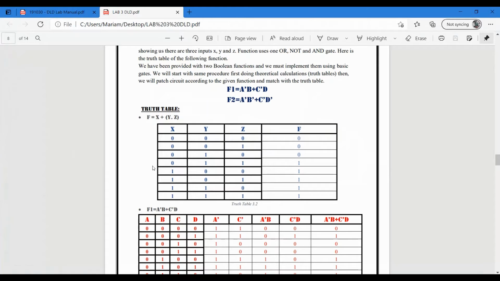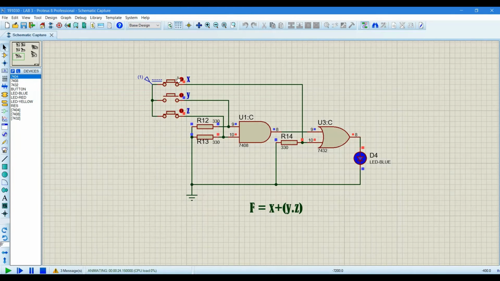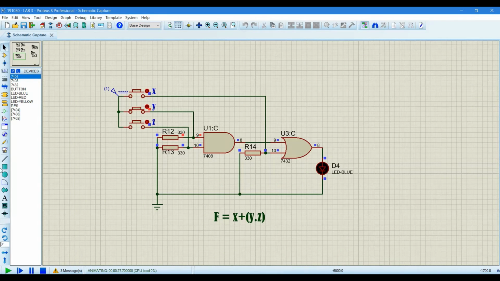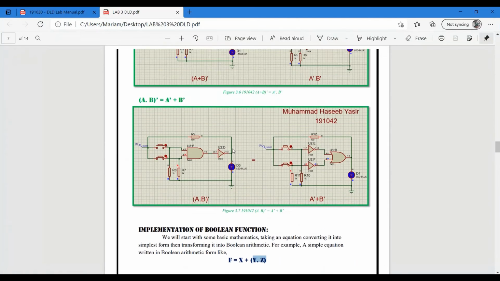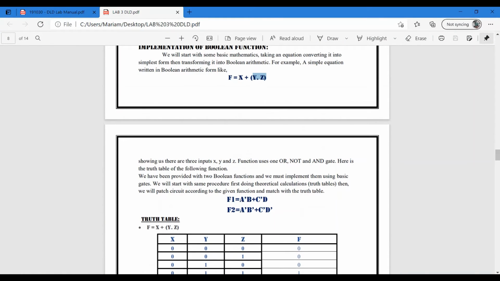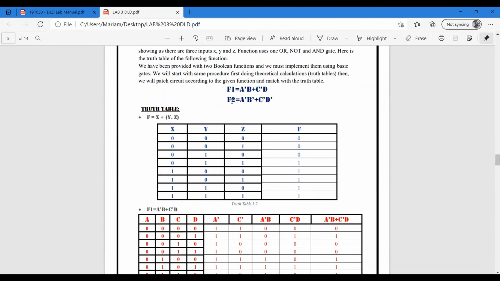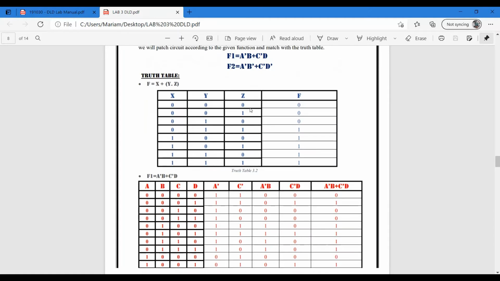So let's check another one, 0 1 0. It is off, like it is in the truth table, so it's working fine. The difference is simply that we first give importance to the parentheses, then the logic gates, and then the others. So this is how these functions are implemented on hardware, or we can say the software.